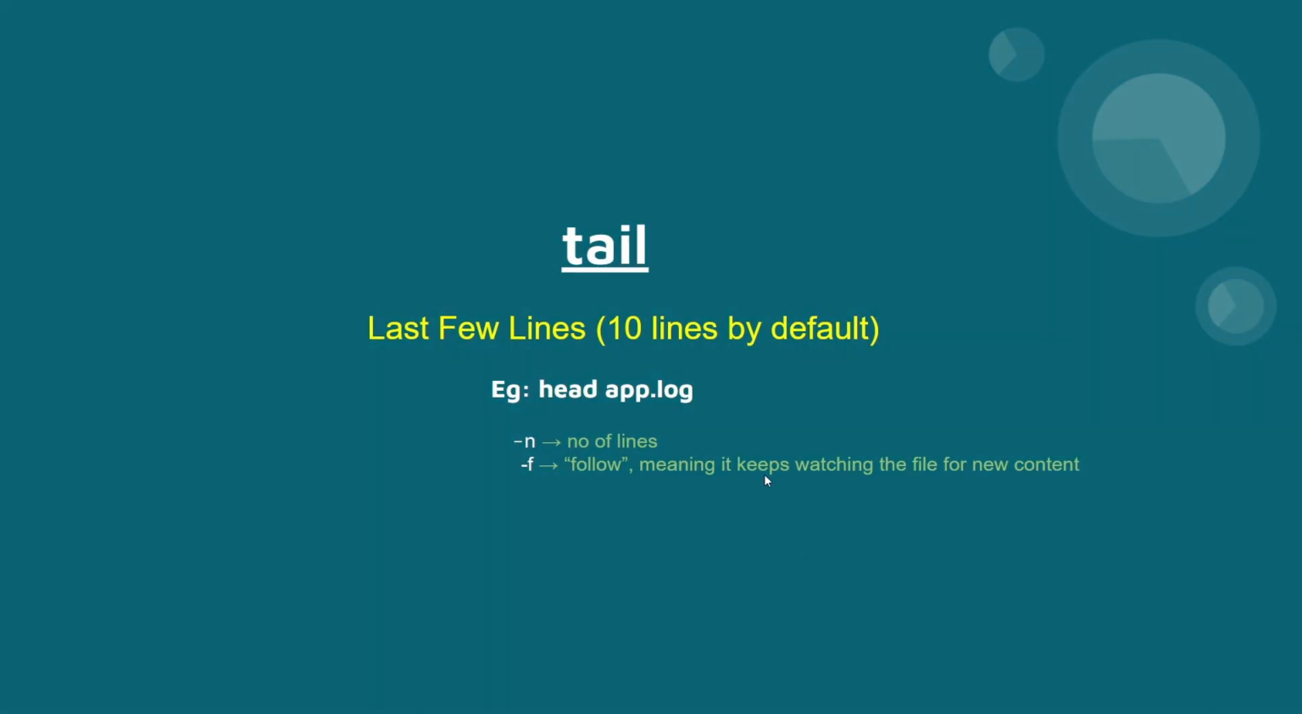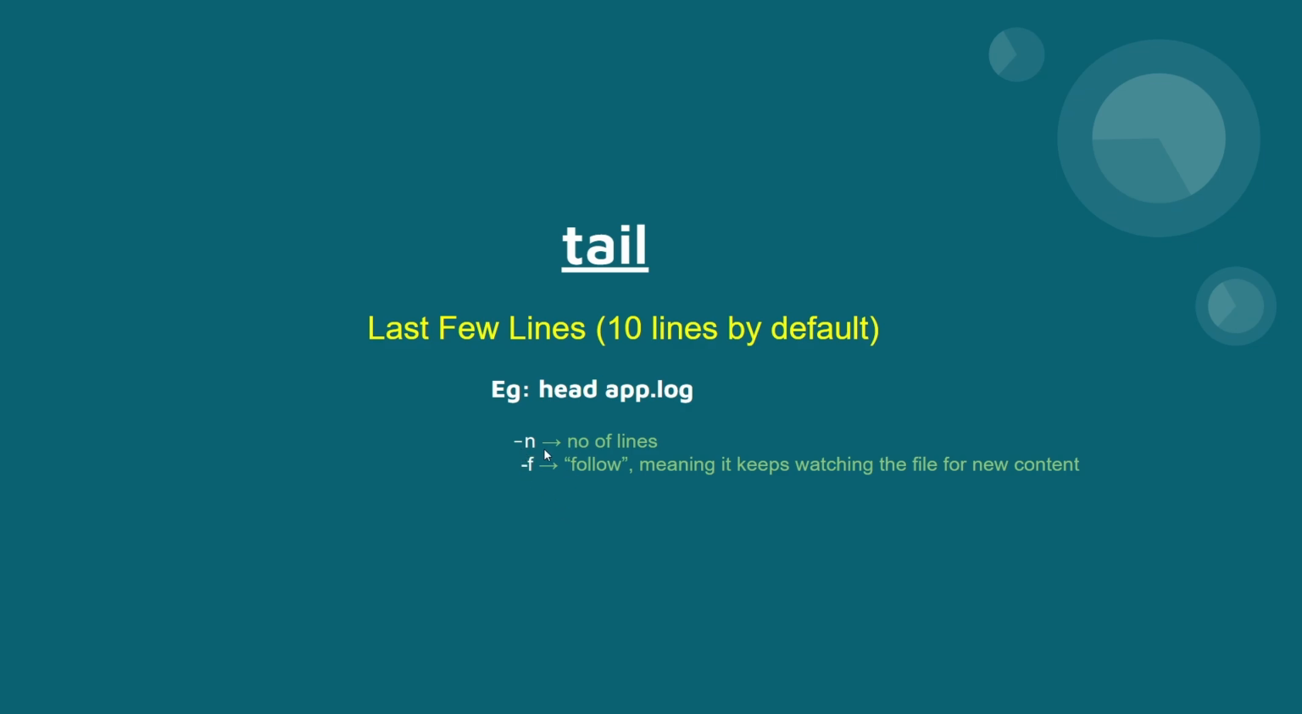The next command is the tail command. Like head, the tail command is also used to see a few lines, but this is used to see the last few lines. So here also 10 lines by default. Here it's wrong, friends, so it should be tail app.log. So basically the command will be tail and the file name. So here we can get 2 options.